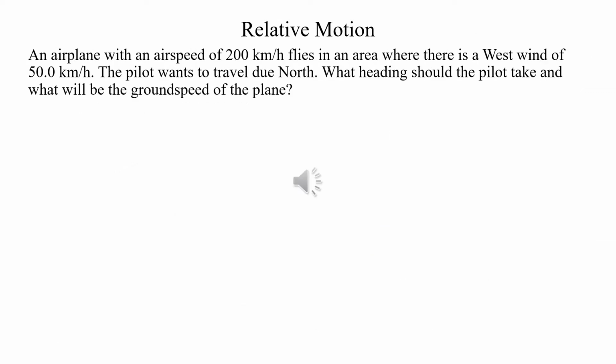All right, let's look at an airplane flying when there's a wind. So we have an airplane with an airspeed of 200 kilometers per hour, flying in an area where there is a west wind of 50 kilometers per hour. The pilot wants to travel due north. So what heading should the pilot take, and what will be the ground speed of the plane?